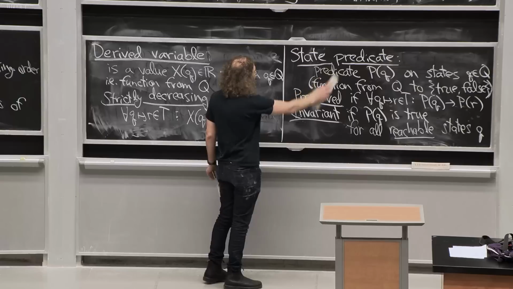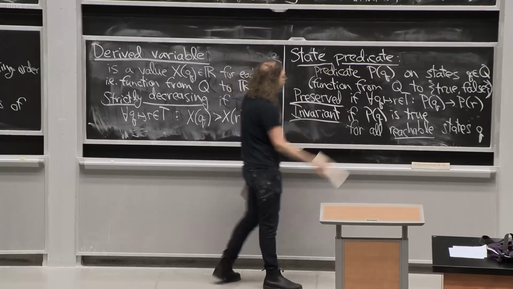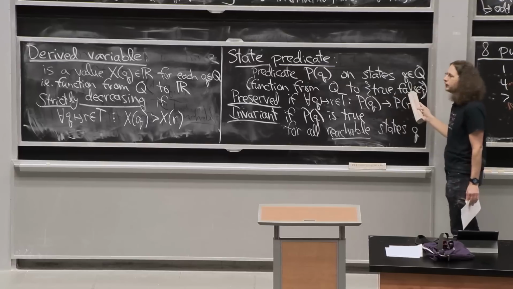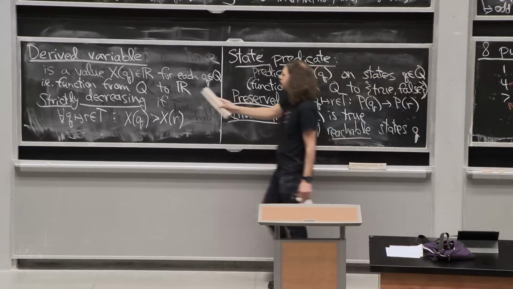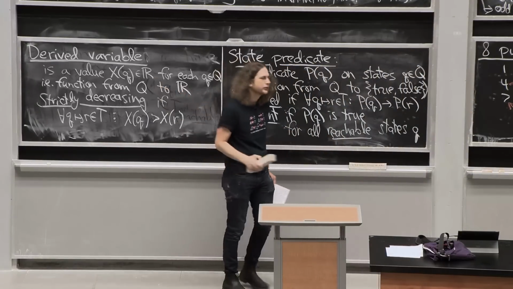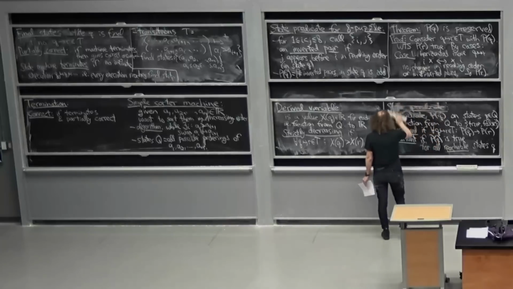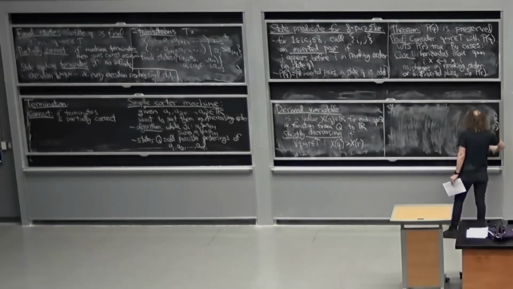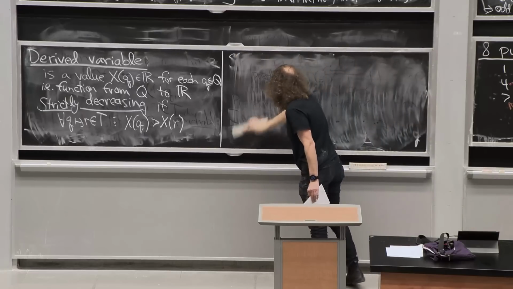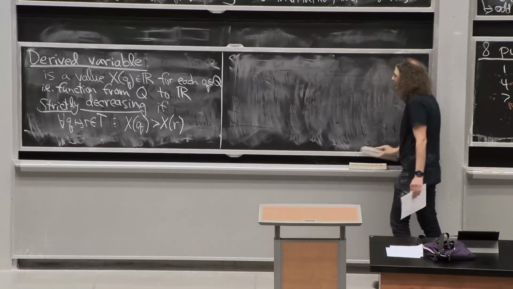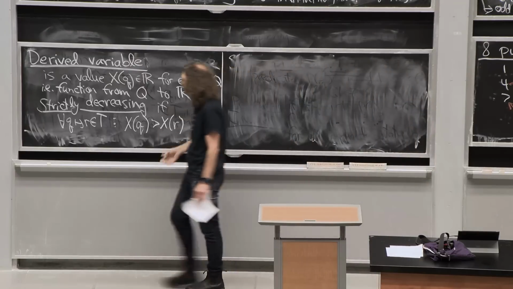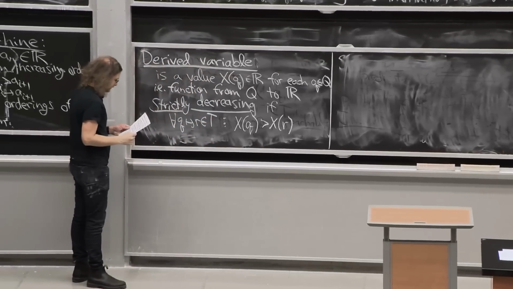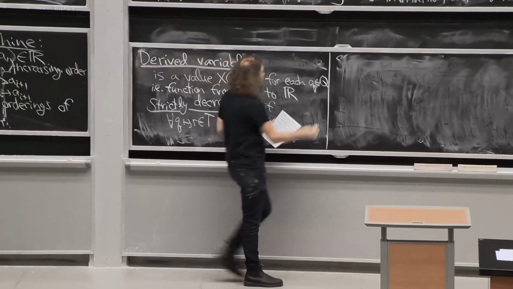This is going to be our analog to state predicates and preserved invariant. State predicates we map to true and false, or 0 and 1. Now we're generalizing to allow it to map to any number, any real number. Very similar notion. Just we're outside the Boolean realm now. It's very odd to talk about strictly decreasing for Booleans. We need this. Here is a wonderful theorem.